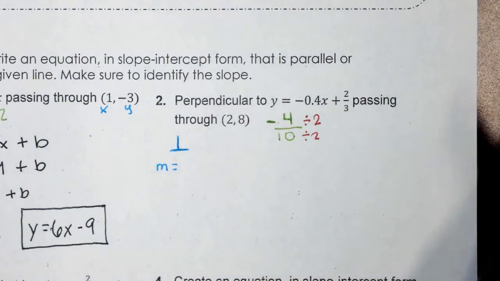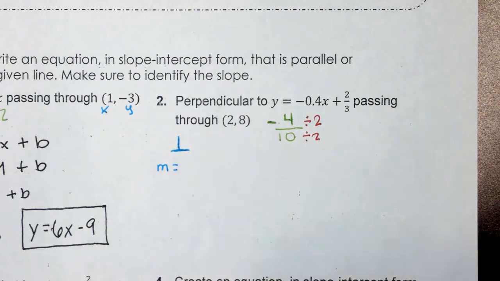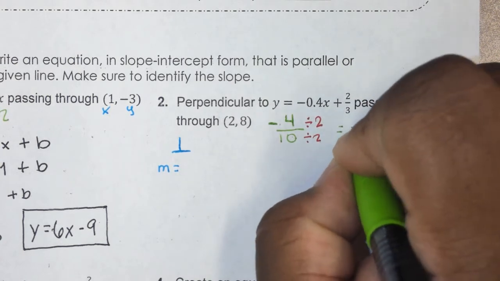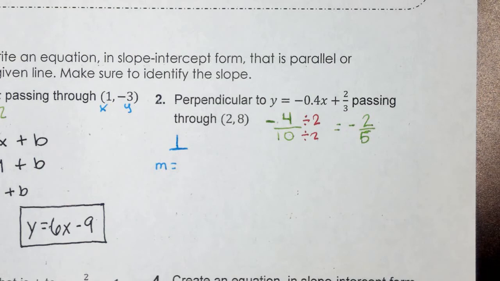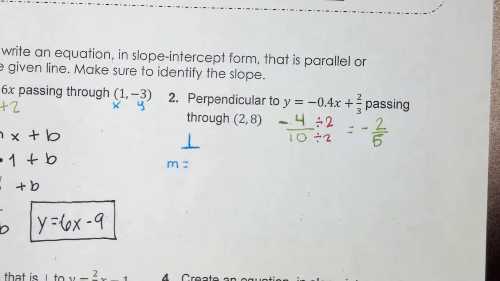When you reduce it, what do you get? -2/5. Okay, so what this is telling me is -2/5 is equivalent to -0.4. It's just my fraction form of that slope, which I need. So since my original slope was -2/5, Austin, what's my perpendicular slope going to be? What's my perpendicular slope for my perpendicular line going to be?